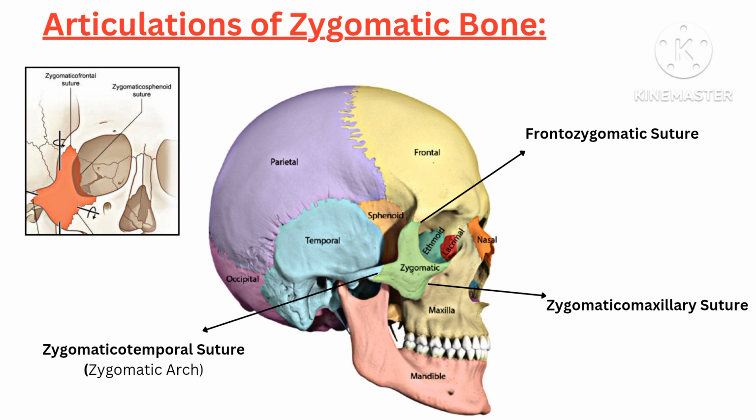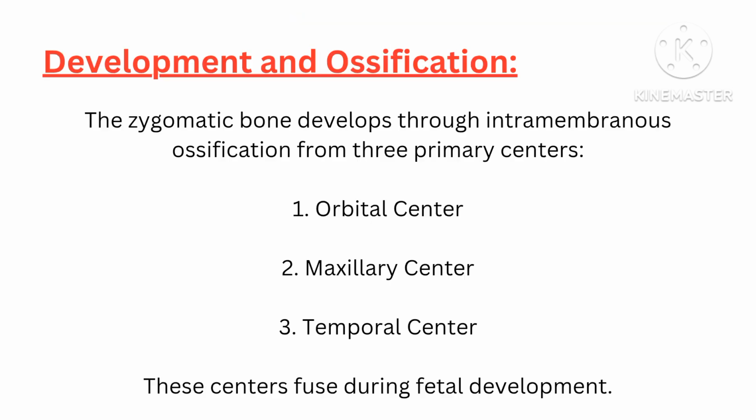Frontal bone, superiorly, at the frontozygomatic suture. Temporal bone, posteriorly, at the zygomaticotemporal suture, forming the zygomatic arch. Maxilla, anteriorly, at the zygomaticomaxillary suture. Sphenoid bone, medially, at the zygomaticosphenoidal suture shown in upper left box.